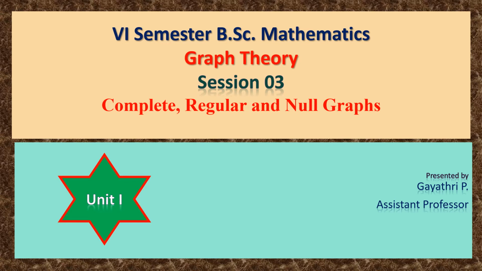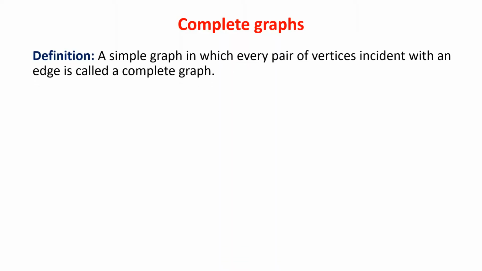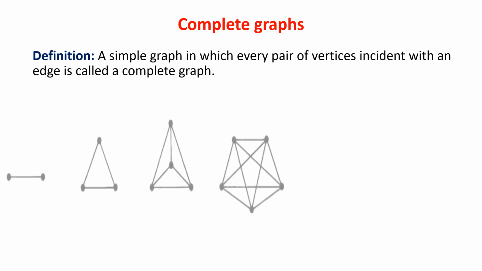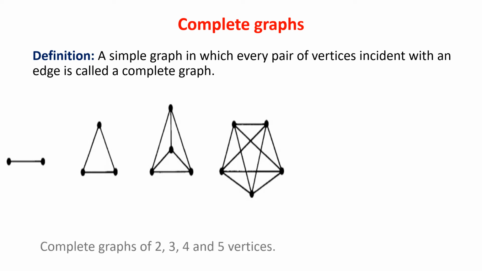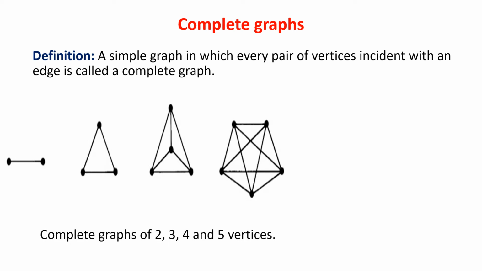In this session we study complete, regular and null graphs. Complete graphs. Definition: a simple graph in which every pair of vertices is incident with an edge is called a complete graph. Examples of complete graphs of 2, 3, 4 and 5 vertices.